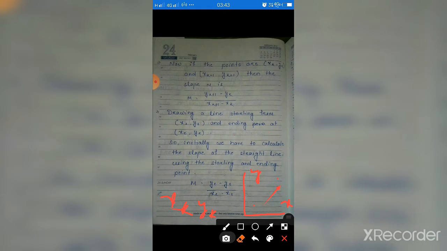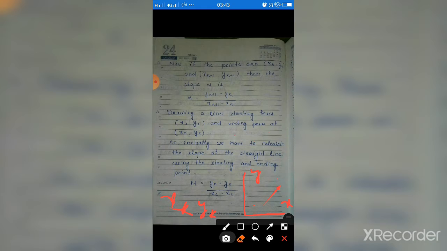Okay, first point is x1, y1, then xk, yk, then xk plus 1, yk plus 1, then xk plus 2, yk plus 2. In this way we have reached these endpoints.